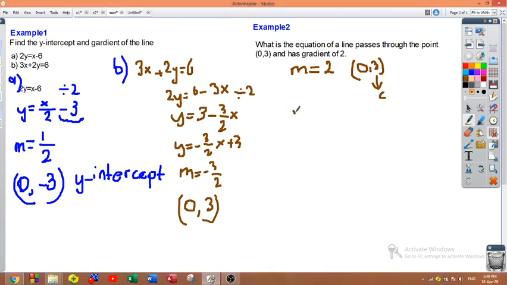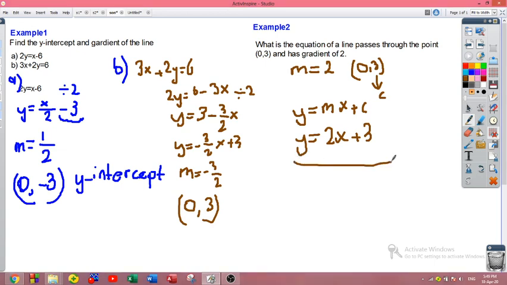Our equation was in the form y is equal to mx plus c. Then y will be equal to 2x, and instead of c I am going to put 3. Now our equation is y is equal to 2x plus 3. With this we finish our lesson.